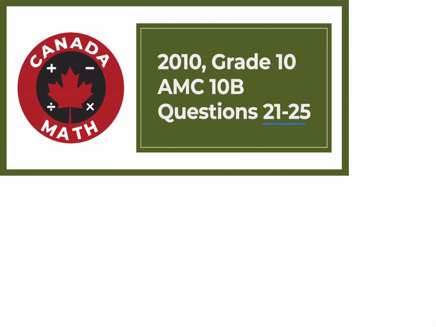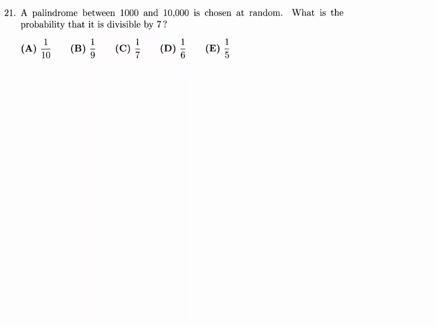Questions 21 through 25 on the 2010 Grade 10 AMC 10B. A palindrome between 1,000 and 10,000 is chosen at random. What is the probability that it is divisible by 7? So let's just list a few to get an understanding.